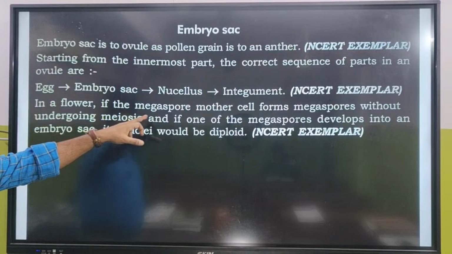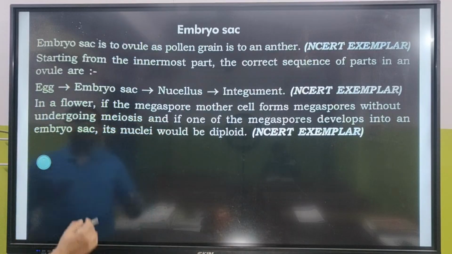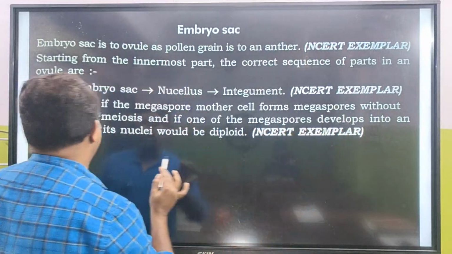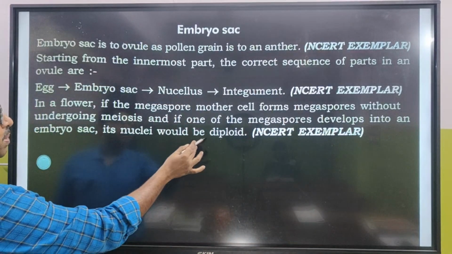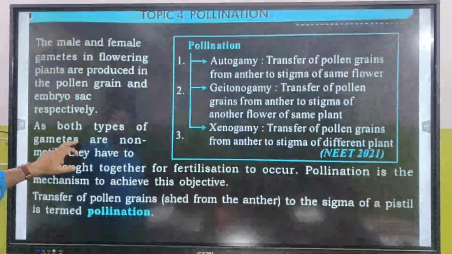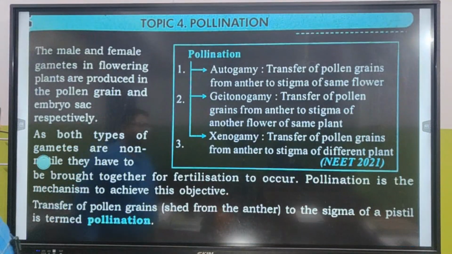In a flower, if the megaspore mother cell forms megaspores without undergoing meiosis, and if one of the megaspores develops into an embryo sac, its nuclei would be diploid. Its nuclei would be diploid. Clear? Let's start with this. The next topic is what?